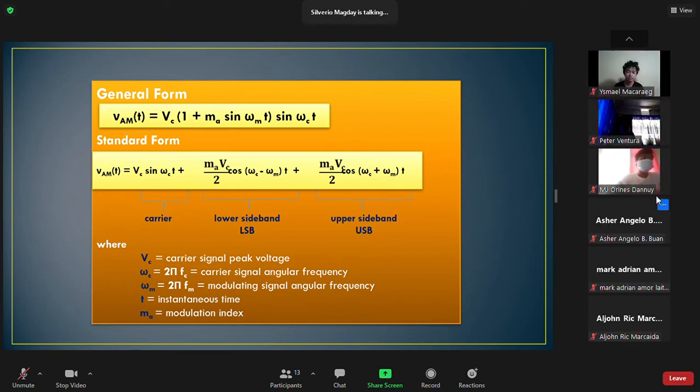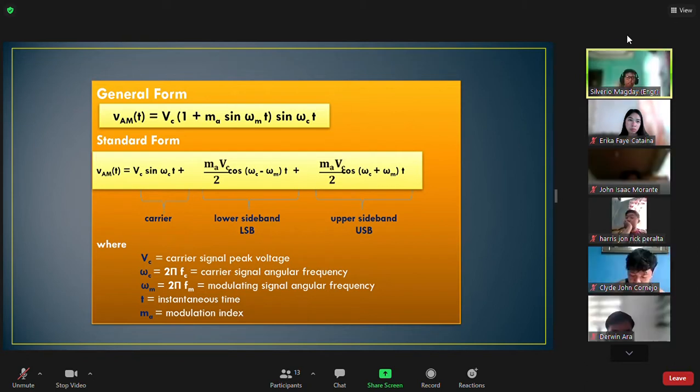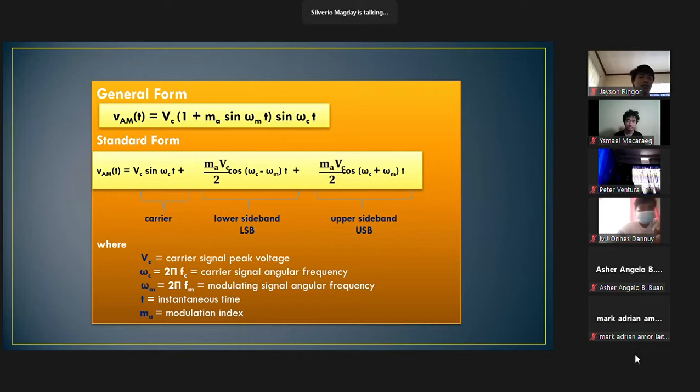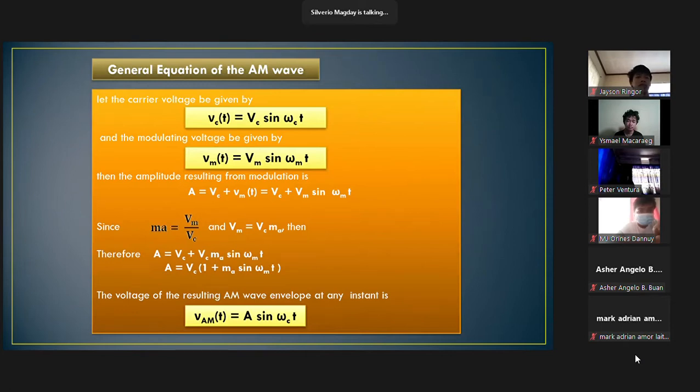when we describe it in the frequency spectrum, we will show there the carrier, your lower sideband, and your upper sideband frequencies. And omega m and omega c, 2 pi fc, 2 pi fm, are the frequency of the carrier and the frequency of the modulating signal. Always take note that the carrier frequency is always higher than the modulating signal frequency. T represents instantaneous time. MA, the modulation index, is a ratio of your modulating voltage over your carrier voltage.